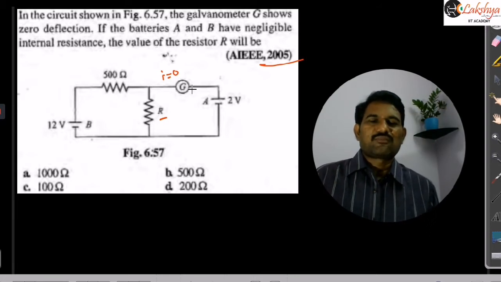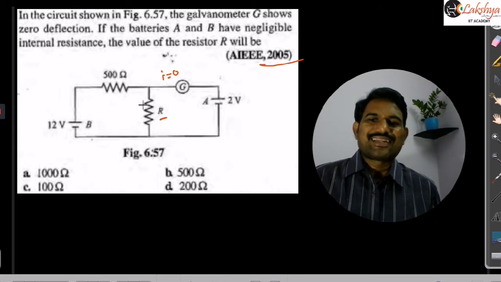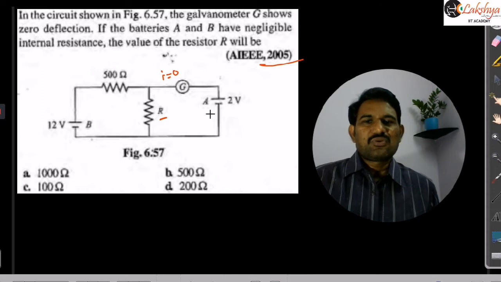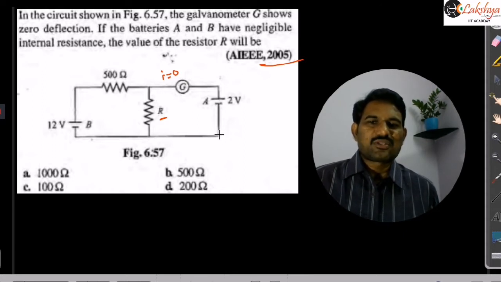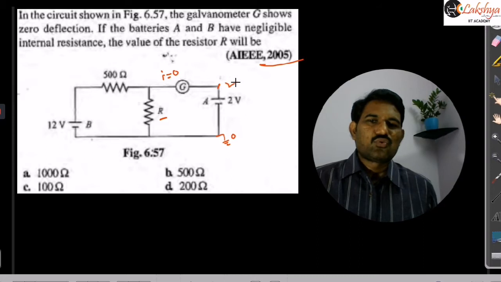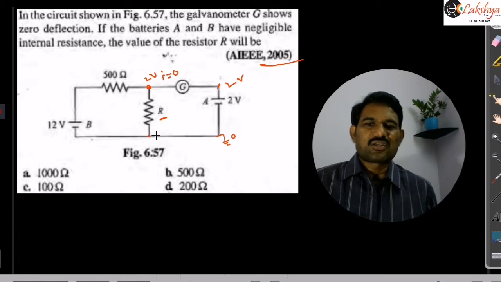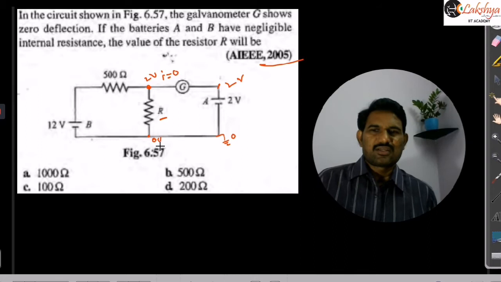When the current flowing in the circuit is zero, the potential difference across this resistance must be equal to the EMF of the cell. Suppose this end is grounded, and this end is at 2 volts. If the other end is also at 2 volts, then there is no current flowing between those two points, because both are at the same potential. And this is also at 0 volts. That is the condition there.